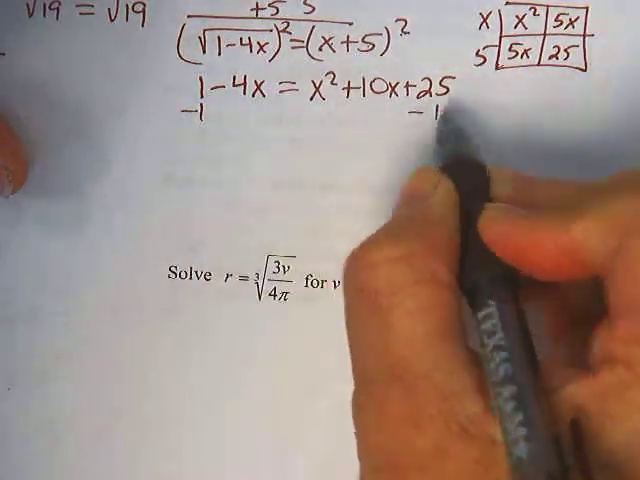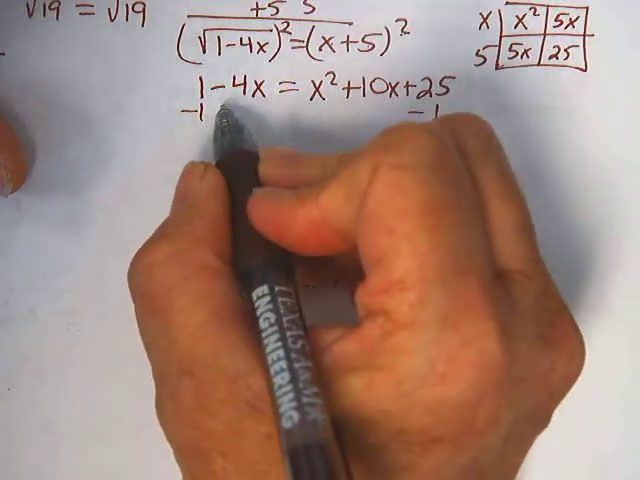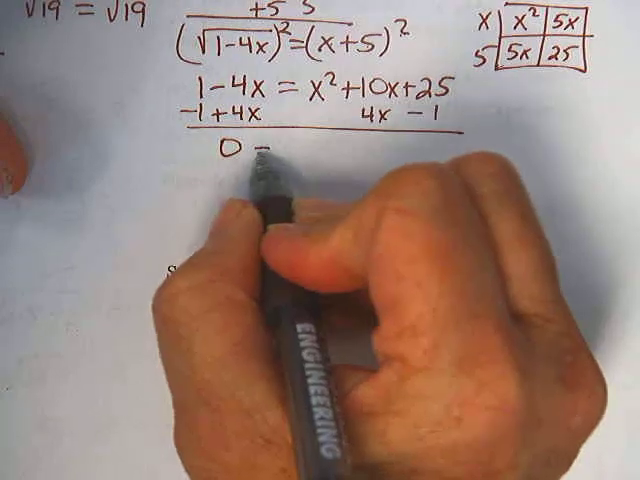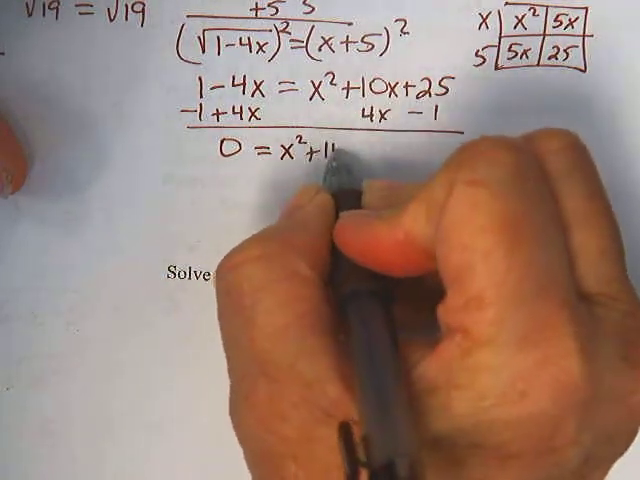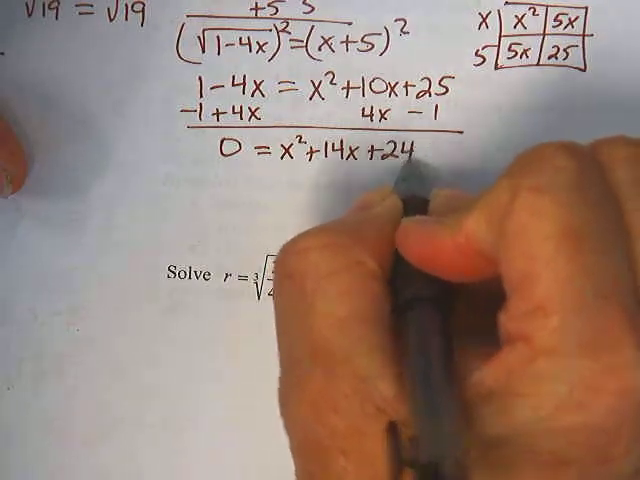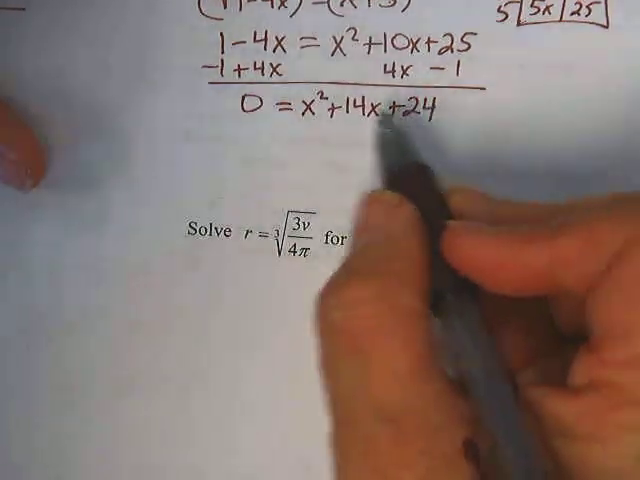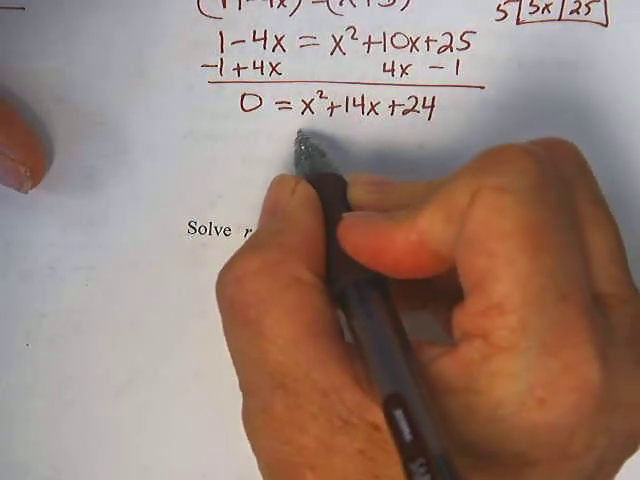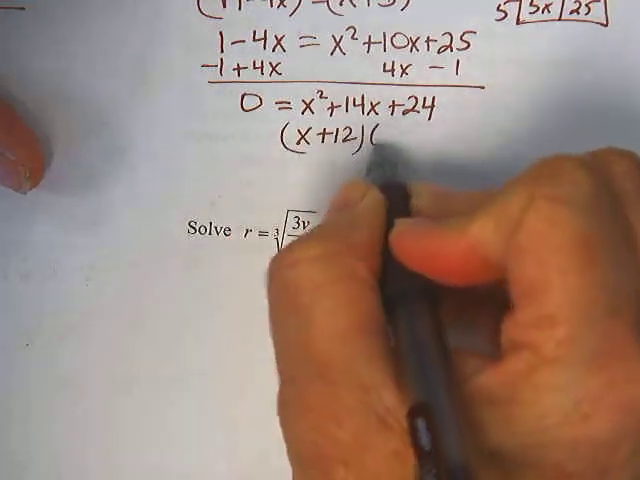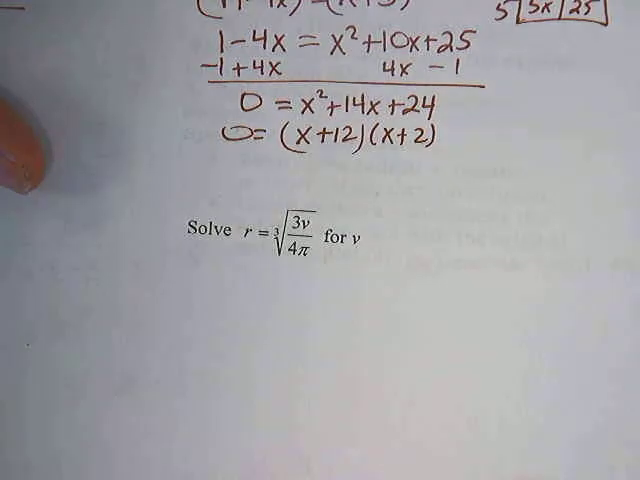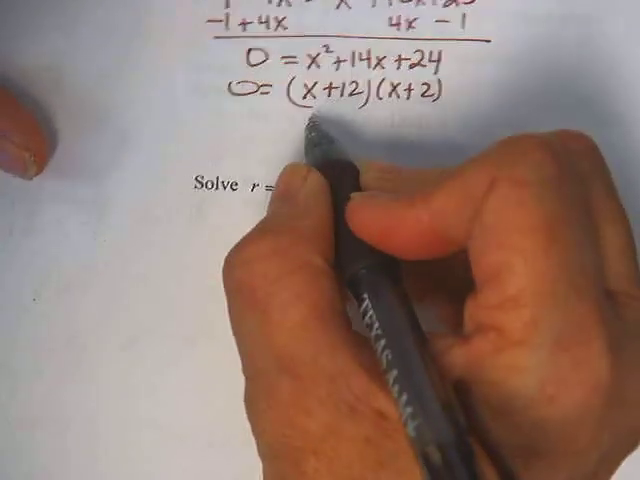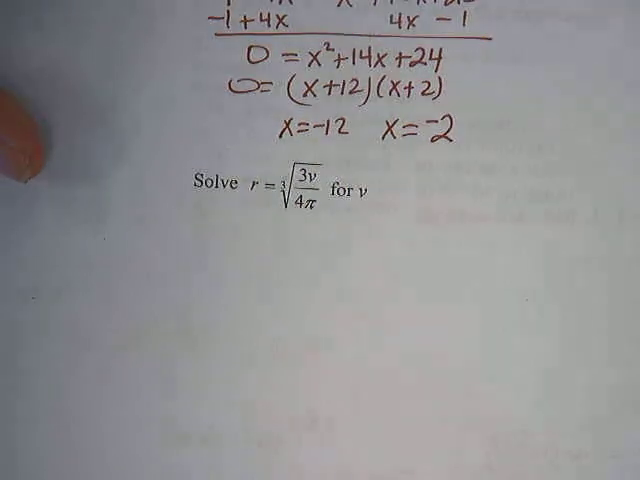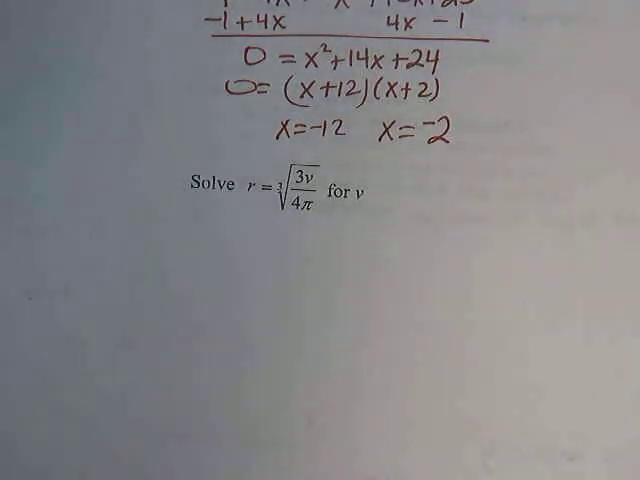So I'm going to subtract 1 from both sides. I'm going to add 4x to both sides. So now I have 0 is equal to x squared plus 14x plus 24. Okay. So I need things that multiply to give me 1 times 24, but add to 14. So 12 and 2, those equal 0. If I solve each of these factors for x, I get x equals negative 12, x equals negative 2. Okay, 2 answers this time.